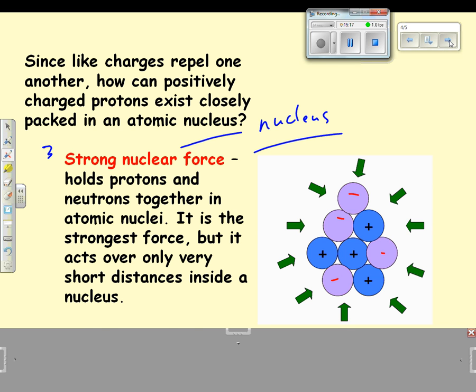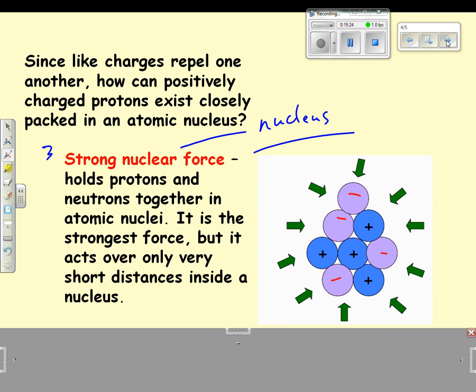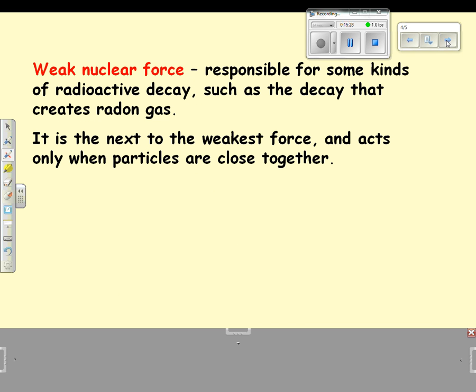Okay, so just to summarize, what do we got so far? We got gravity, the electromagnetic force, the strong nuclear force. The last one is called the weak nuclear force. It's a little weaker. It is responsible for some kinds of radioactive decay, such as the decay that creates radon gas. And I'll explain why that's important to us right away.